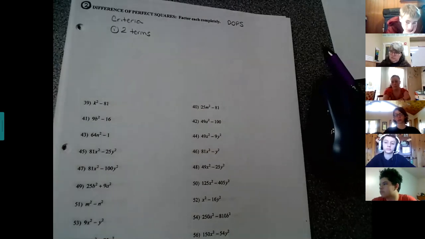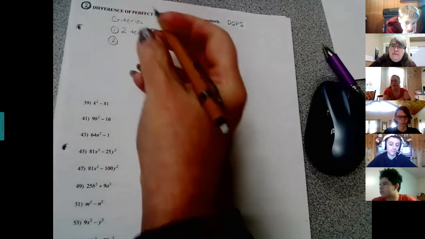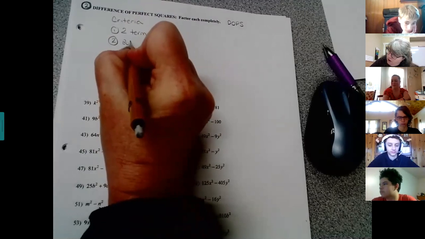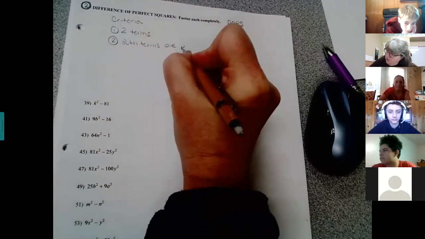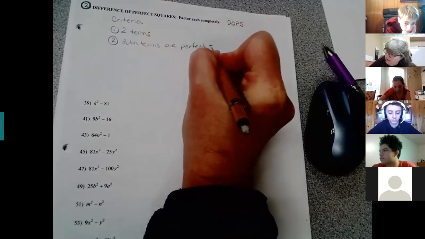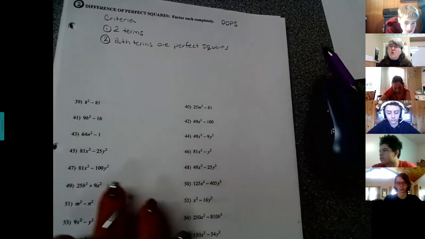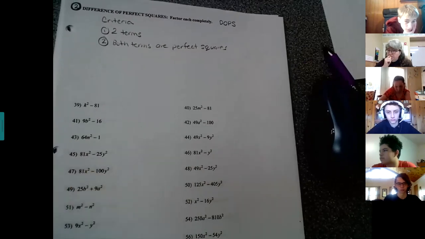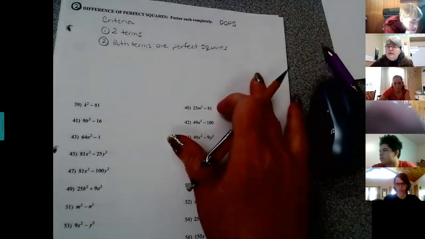Grayson, you with me? Okay. Look at the birds. Sorry. Second criteria: both terms are perfect squares. Now, what do I mean by perfect square? The square root of them is like whole and even. Okay.